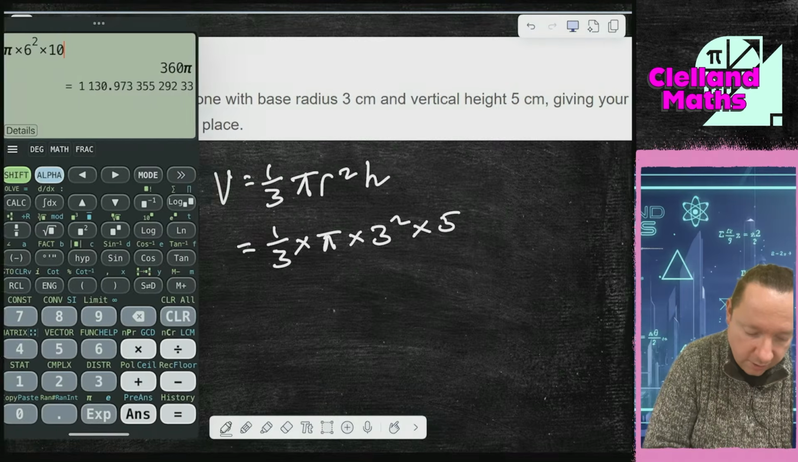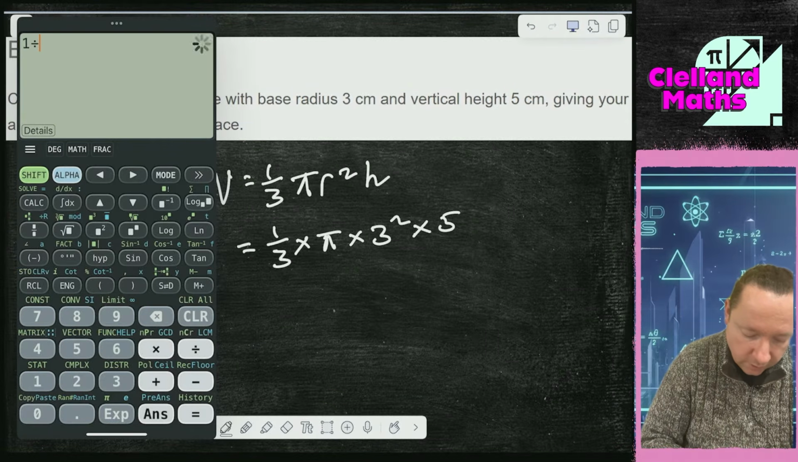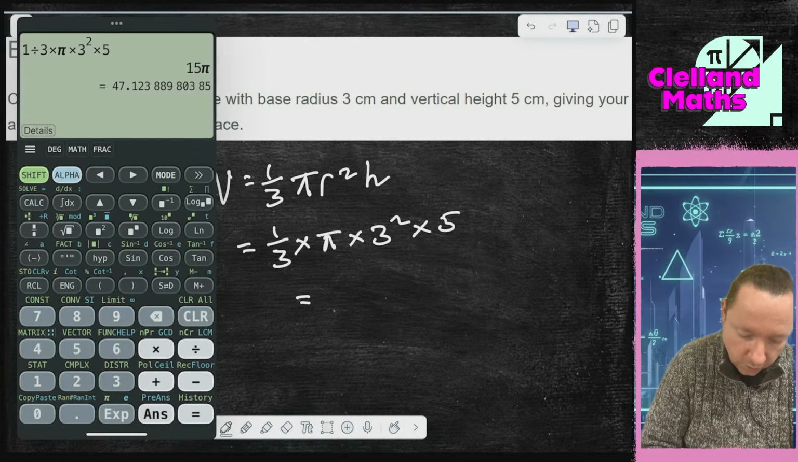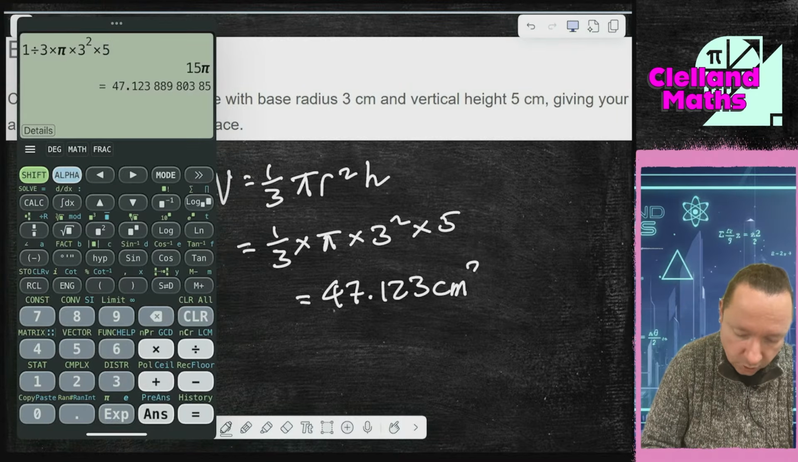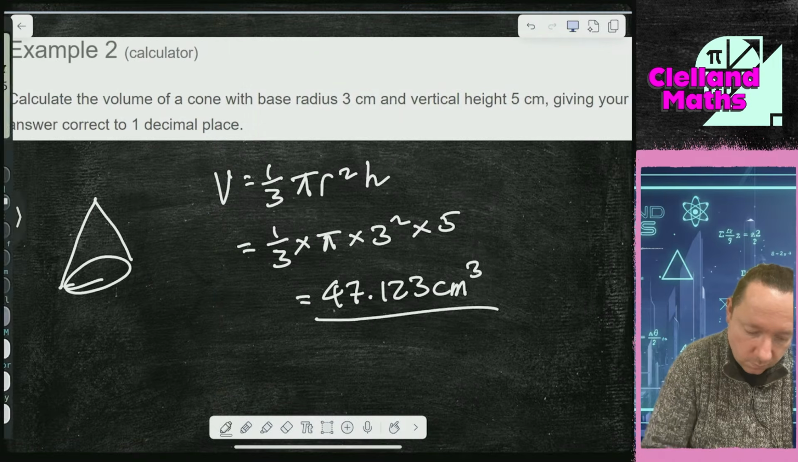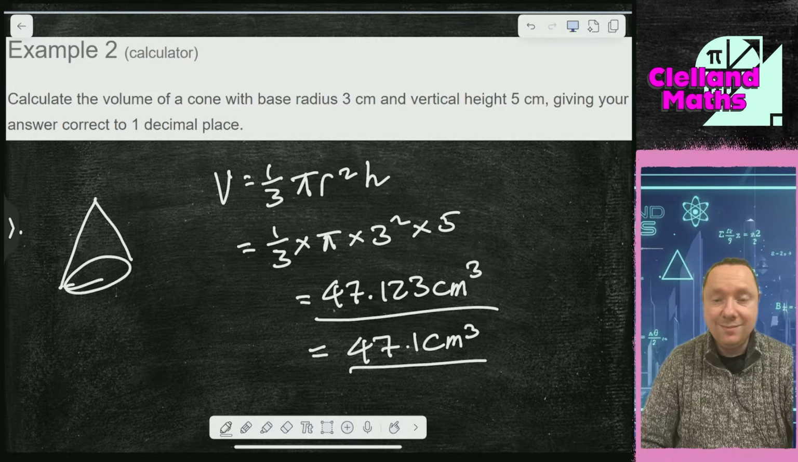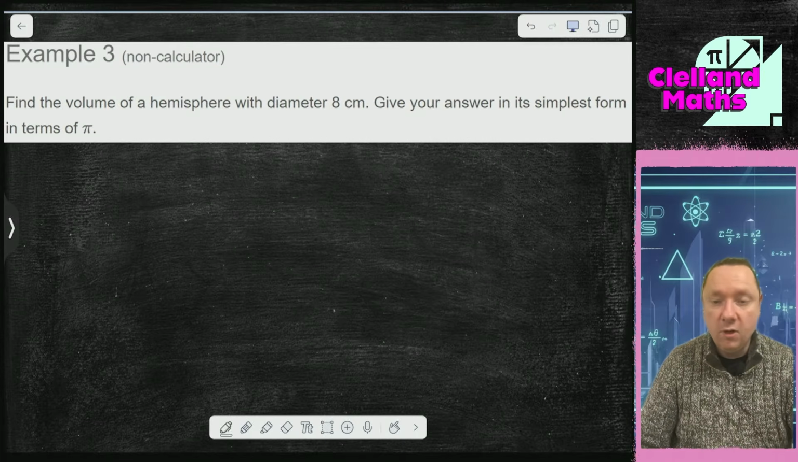So to do 1/3 in a calculator, there's a couple of ways to do it. Easiest way is 1 divided by 3 times pi times 3 squared times 5, and you get 47.123 centimeters cubed. To 1 decimal place, that's 47.1 centimeters cubed. And we're done there. Example 3 on volume, but this time non-calculator.